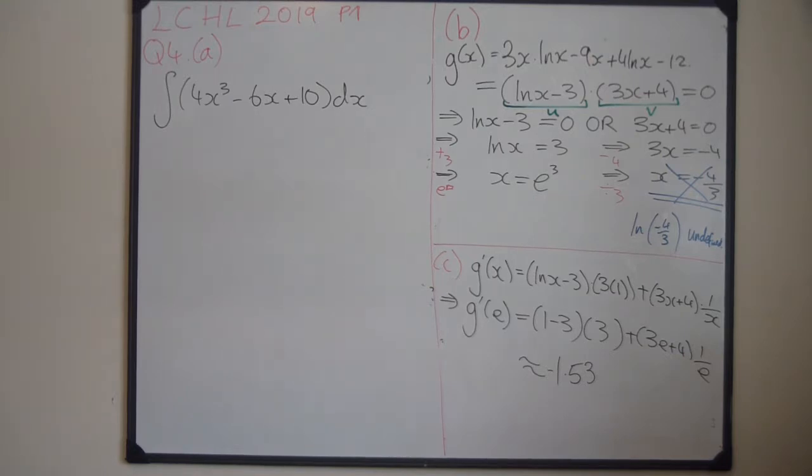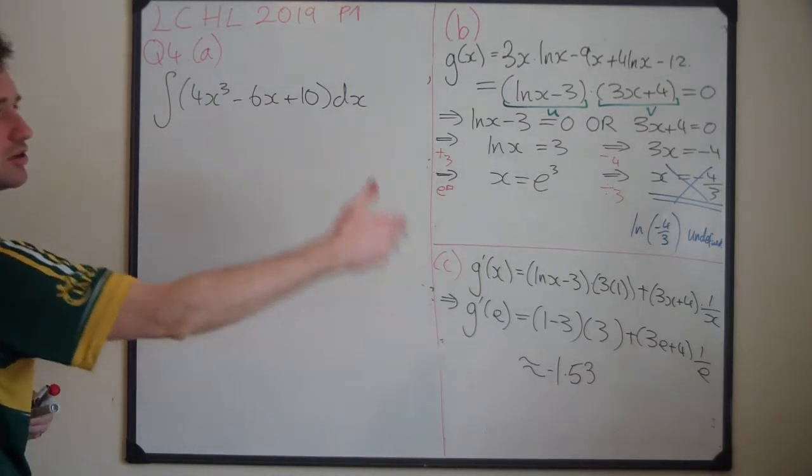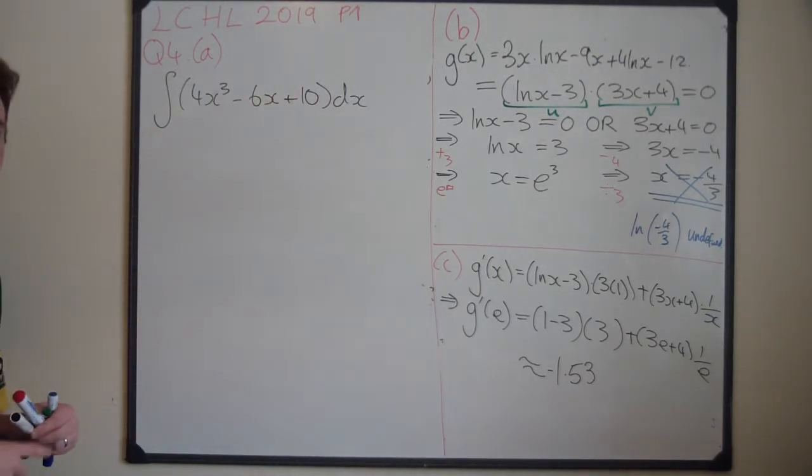Now you might possibly do this in your head. I mean, where could you get a 4x cubed by differentiating x to the 4? Where could you get a minus 6x by differentiating minus 3x squared? Where could you get a 10 from differentiating 10x? And then you're very close, but there could also be a constant, say like plus 3. So you include that, but it could be any constant, so you call it plus c.